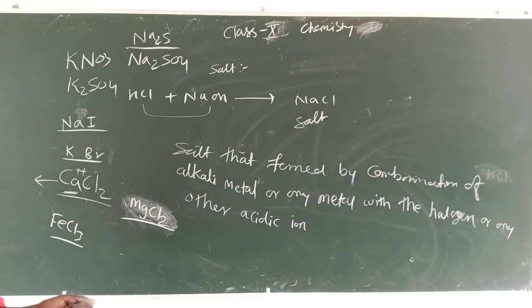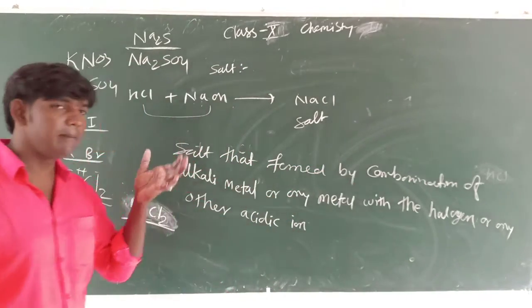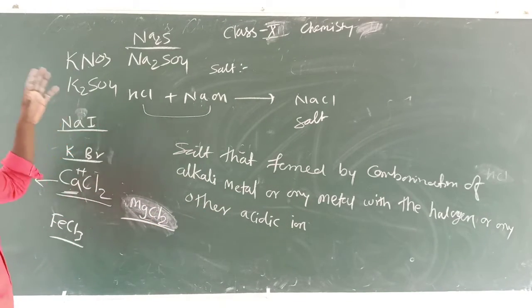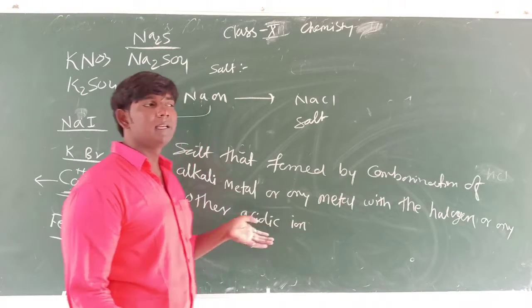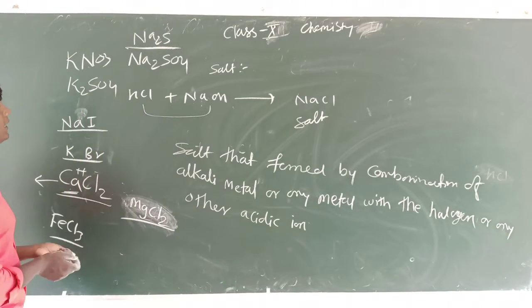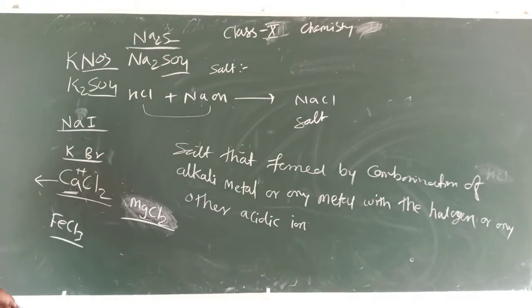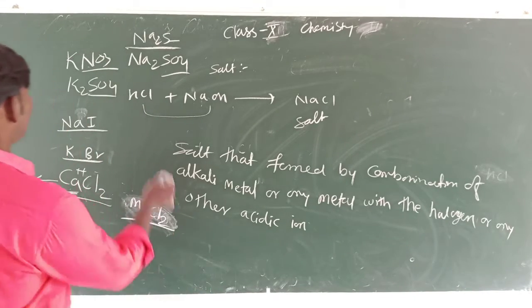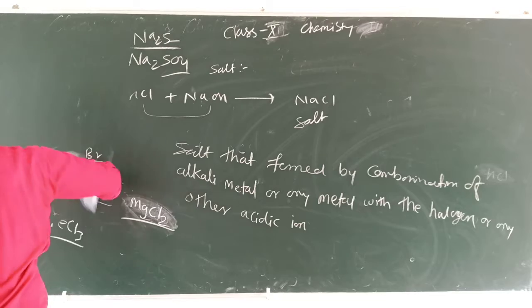Okay, those salts are nothing but those formed by the combination of any metal with a halogen like chlorine, bromine, iodine, or any other acidic ion. I can say acidic ion, what is called an anion, like sulfate, nitrate, sulfide, or carbonate. These all are salts. Okay, fine students.